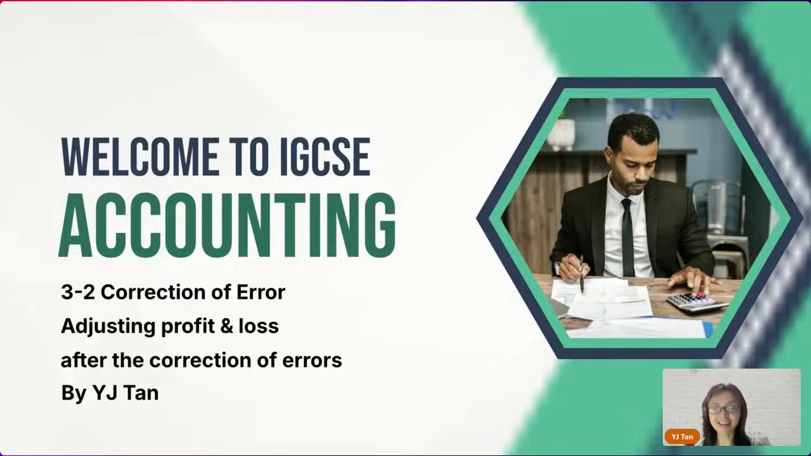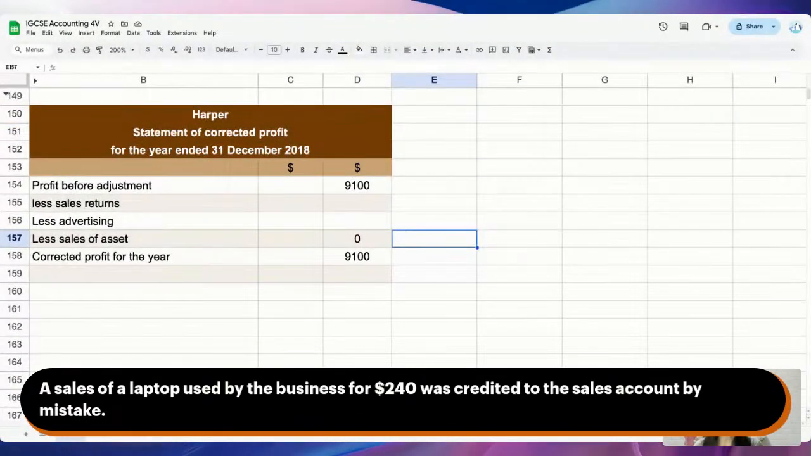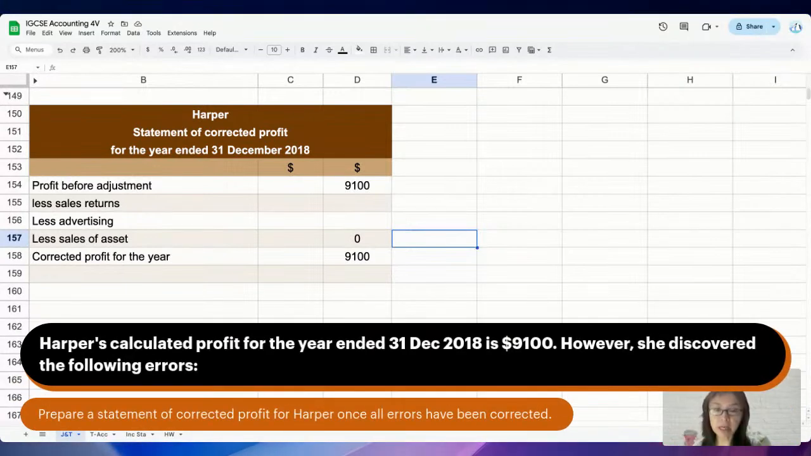Welcome to IGCSE Accounting. In this video, we will talk about the correction of errors, adjusting the profit and loss after correction of the errors. Okay, let's have a look at one of the examples in the textbook. This example is example number 8 on page 87.